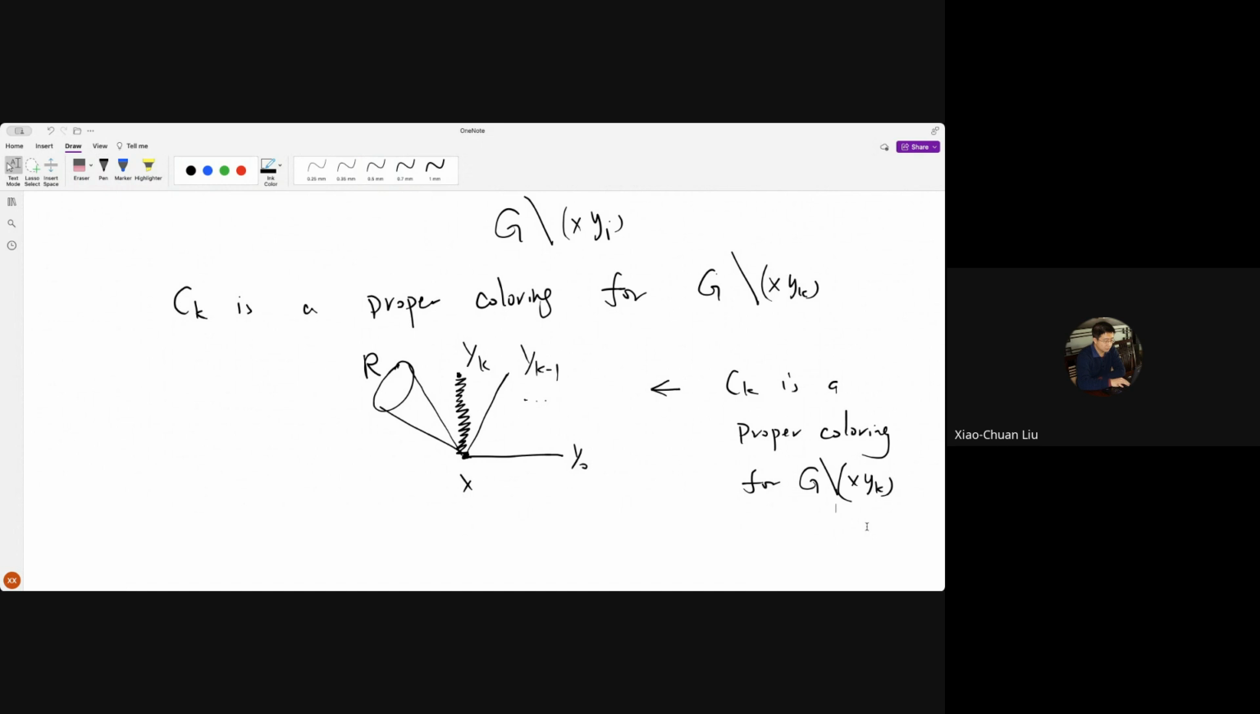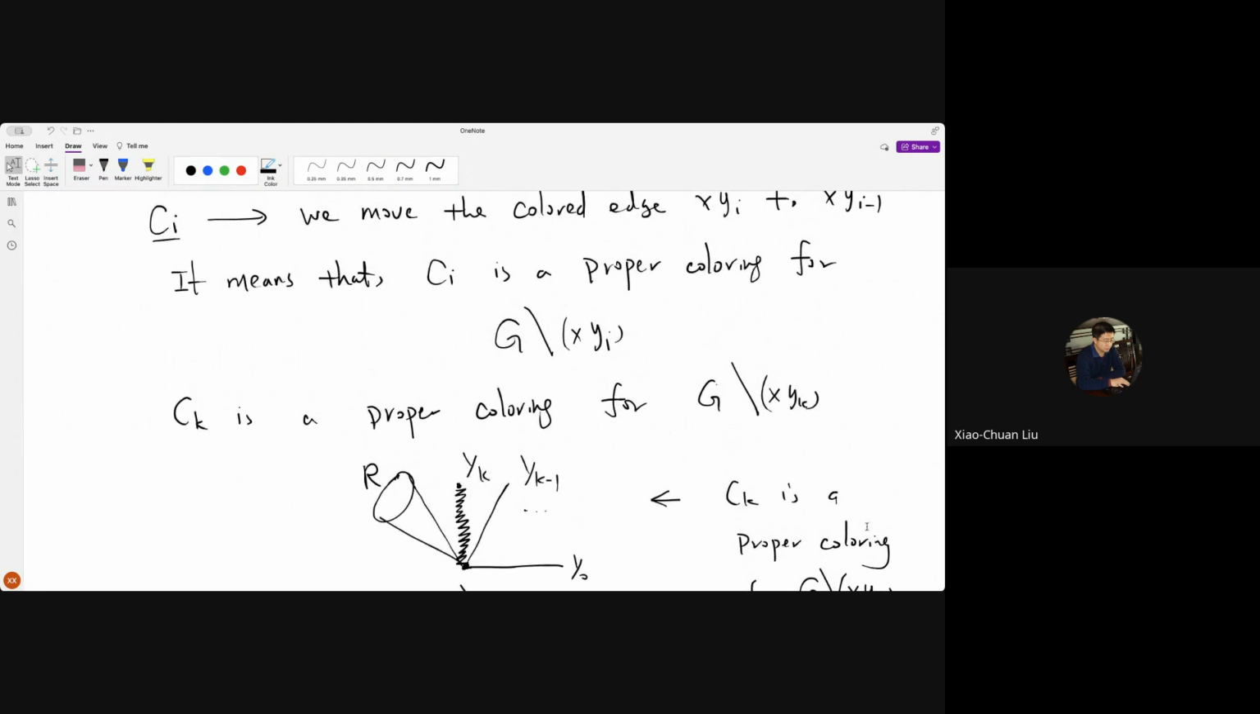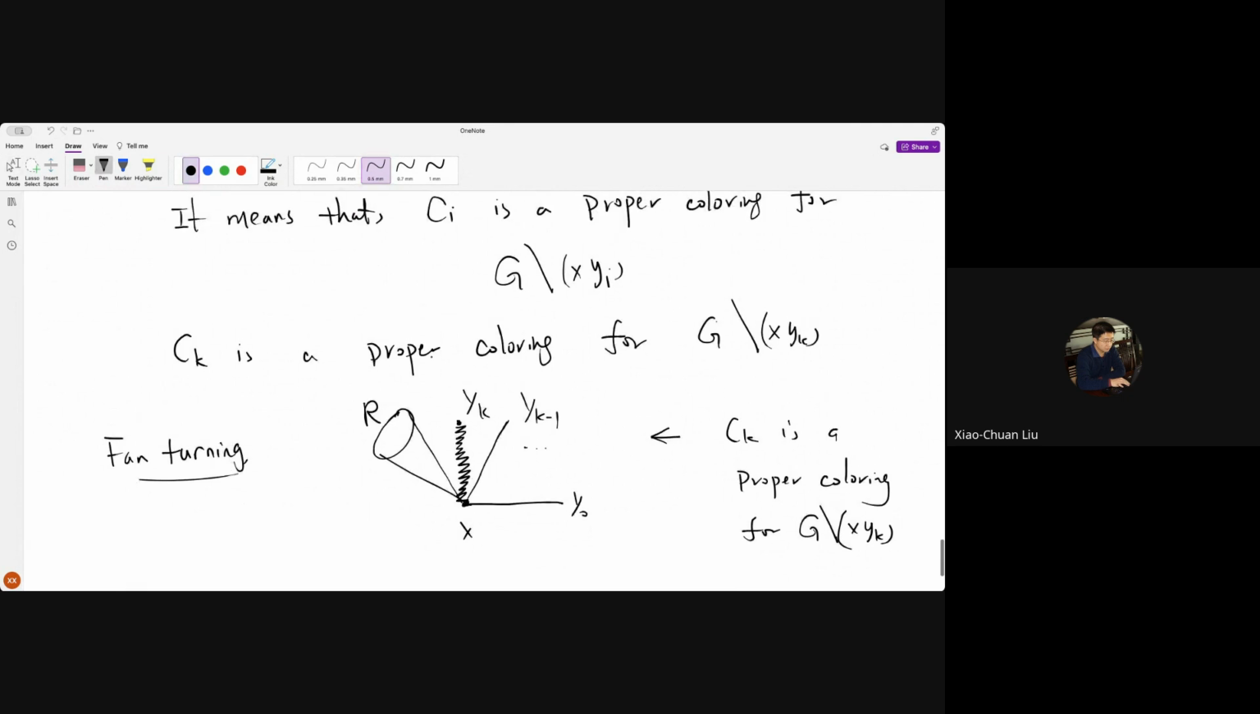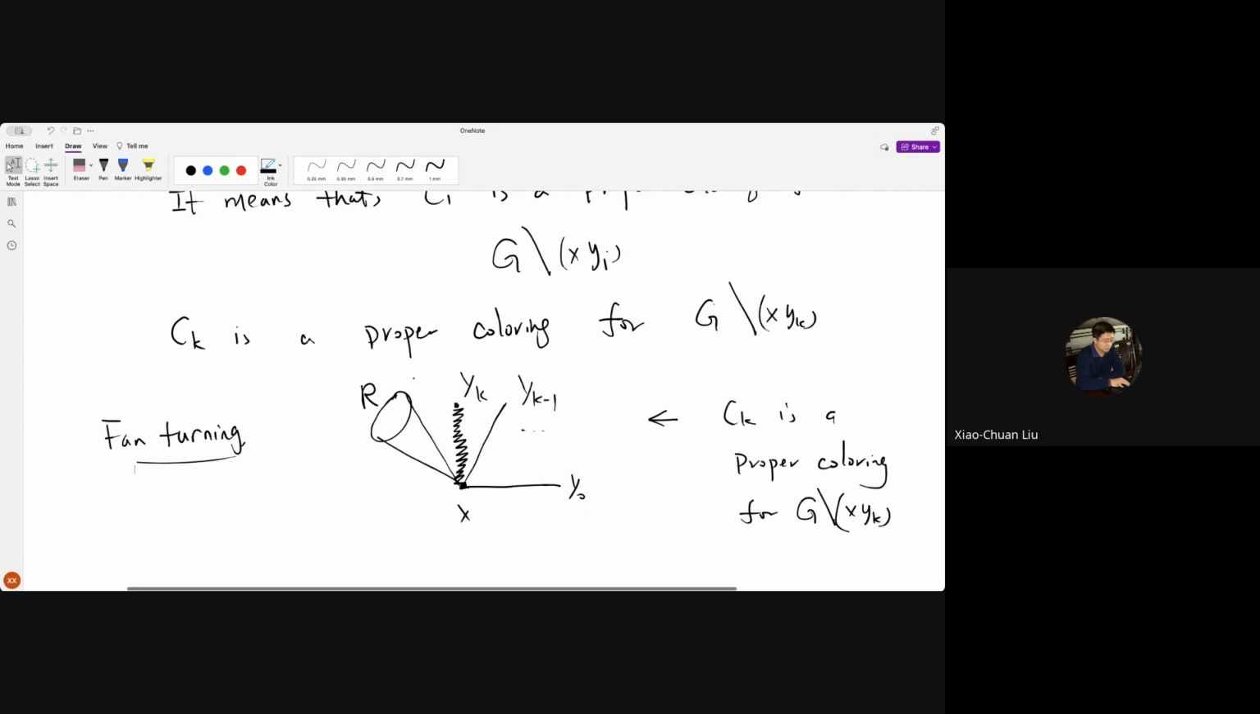Okay, so this process is really like a fan turning, right? So it's called a Vizing fan. It's like fan turning. So we have a sequence of colorings for a sequence of graphs. Each time I change the graph, I take the edge and move it with the color together to form a new colored graph. So all these graphs are properly colored.